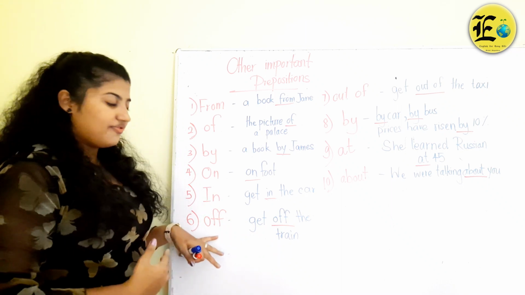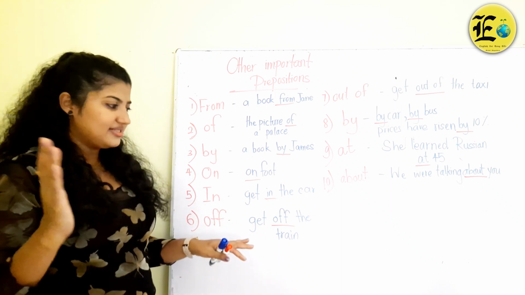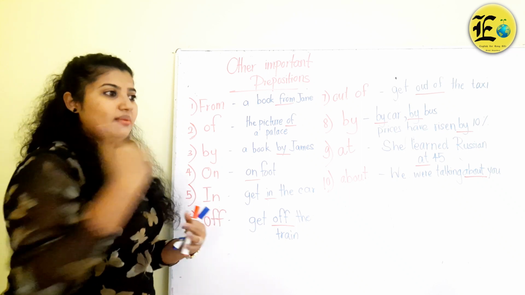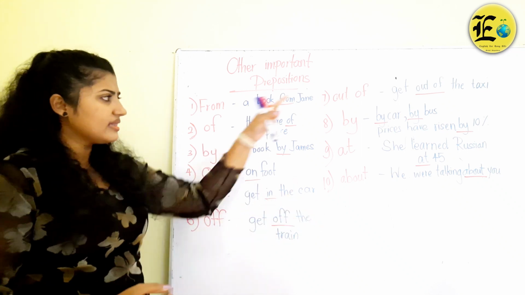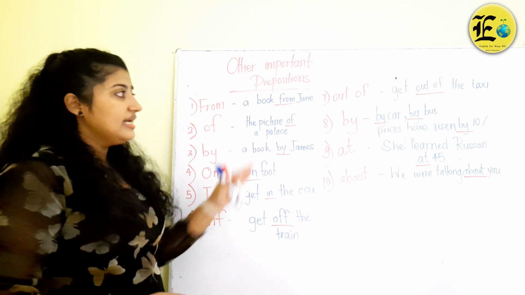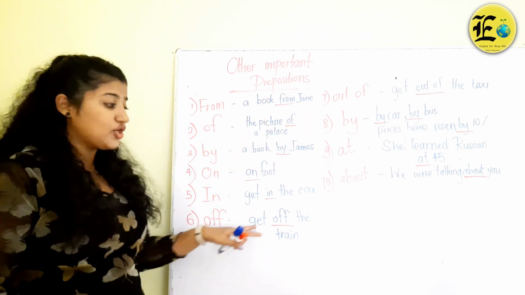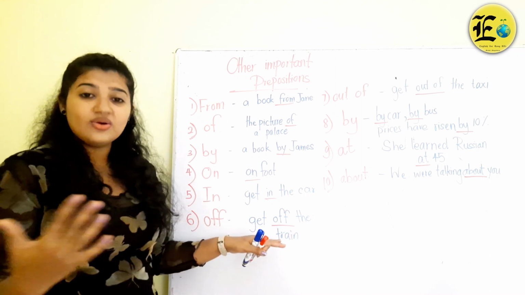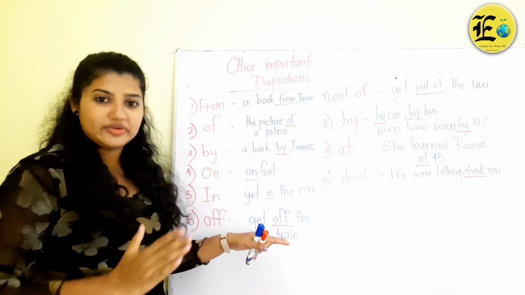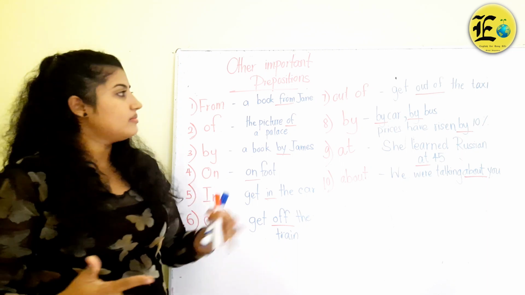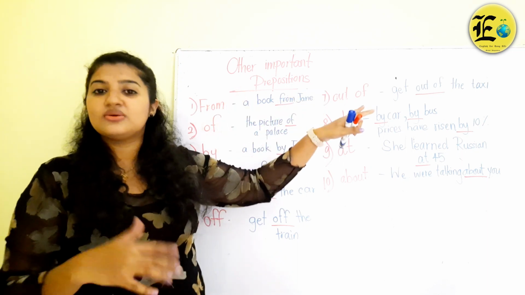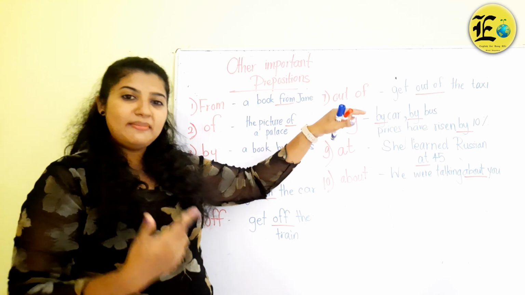The next one is off. Get off the train. That means you have to get down, that's coming out of the train. The next one is also similar to off, that is out of. Get out of the taxi, and this is get off. Get off is also to come out from a particular vehicle, but even out of is something like that, which gives the same meaning.